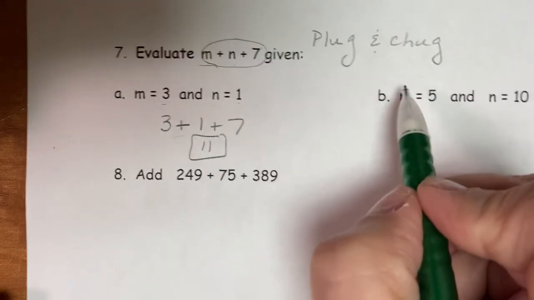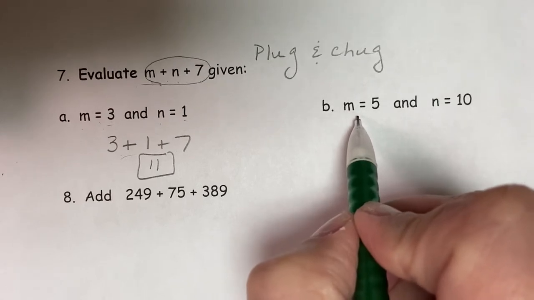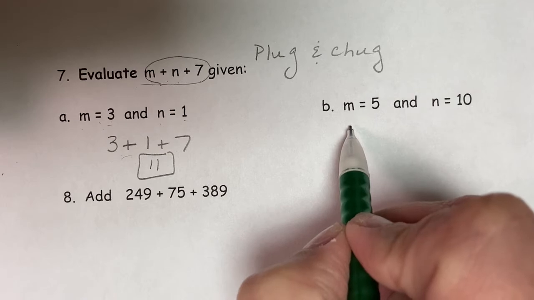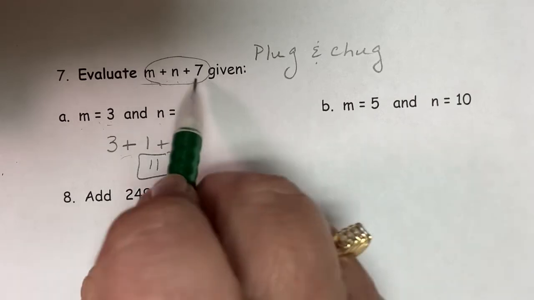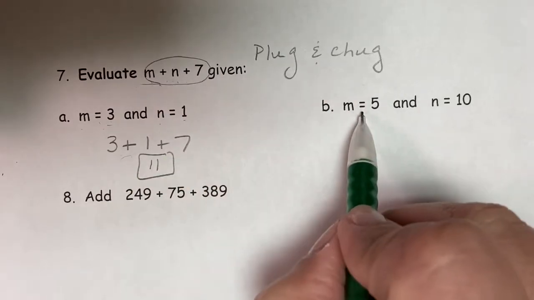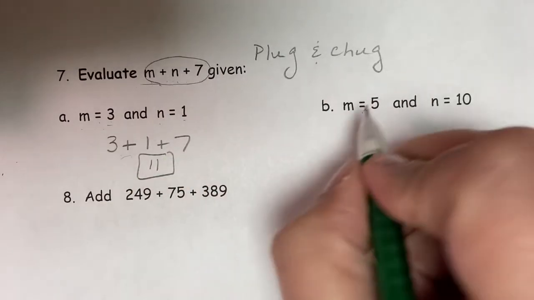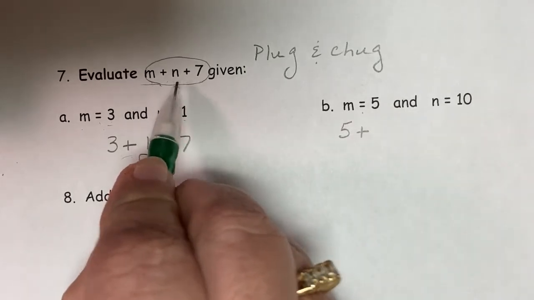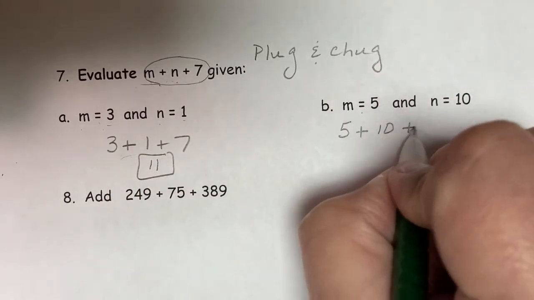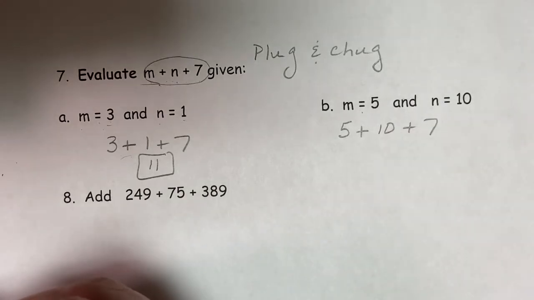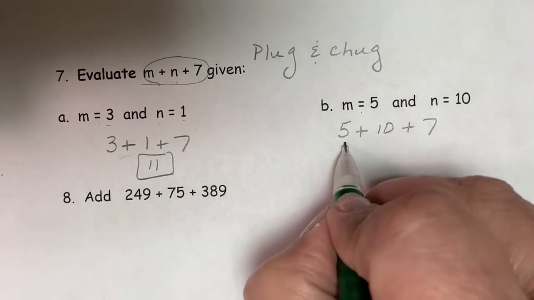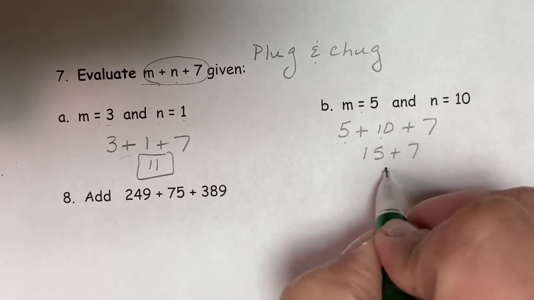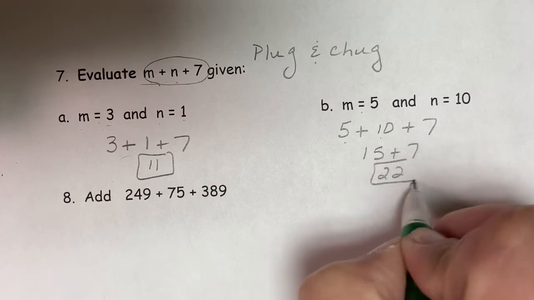Let's do this one over here. What I would like you to do is, why don't you turn off the video, do this one on your own, and then come back and make sure you have the answer correct. So if I go up into this expression again, but this time I'm going to plug M is 5. So wherever I see an M, I'm going to put a 5. Wherever I see the N, I'm going to put a 10. So there's my plug step. I plug them in, and now I can chug out the answer. 5 plus 10 is 15. And then 15 plus 7 is, of course, 22.